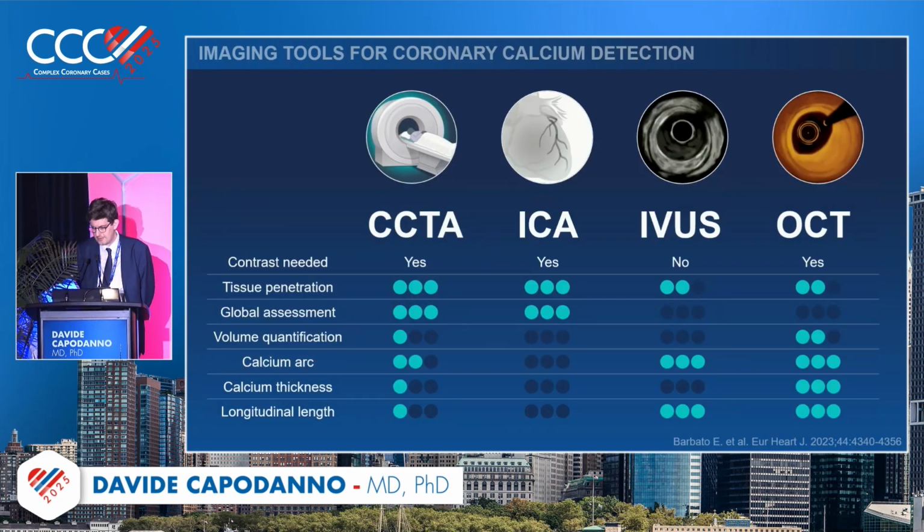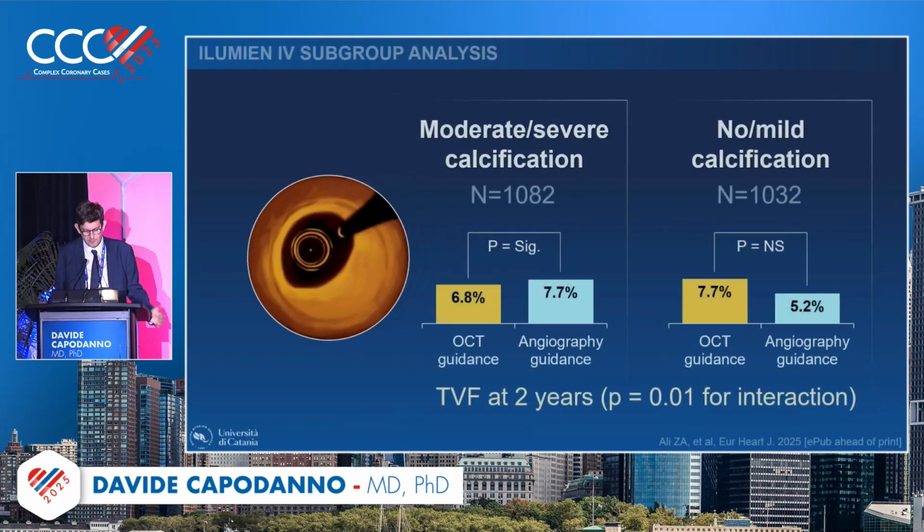So IVUS and OCT, of course, intracoronary imaging techniques, are very useful to detect calcification, but we do not have to forget CCTA and invasive coronary angiography itself, particularly for the global assessment of calcium in our patients. And CCTA does less well in terms of volume calcification quantification, as well as in the quantification of the calcium arc, the calcium thickness, and the longitudinal length. This is something you do much better with intracoronary imaging, particularly with the OCT. IVUS is not as good as OCT in detecting the thickness of calcium and quantifying it, as we have heard.